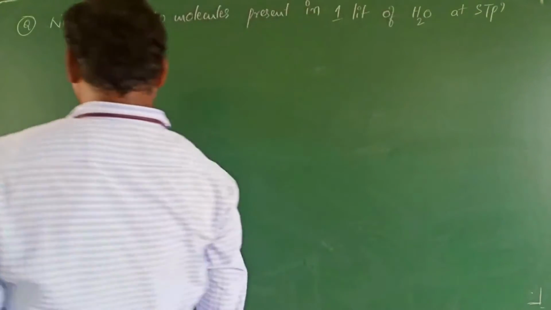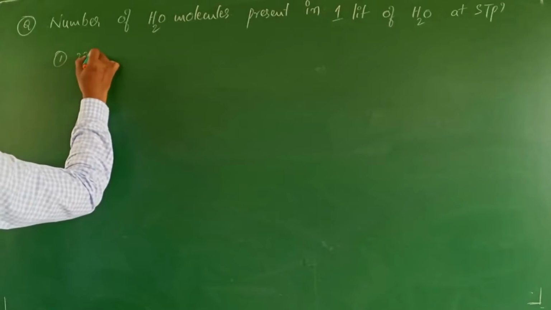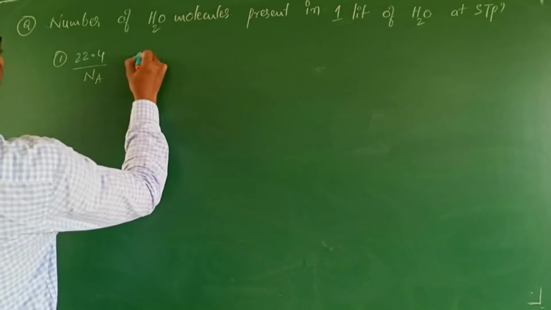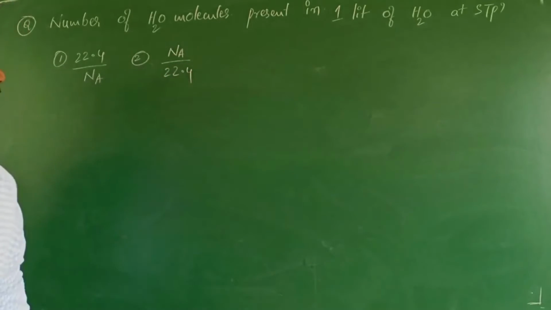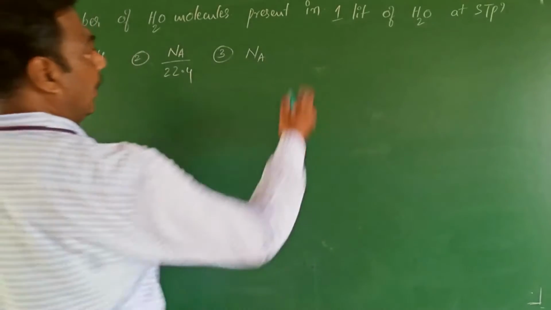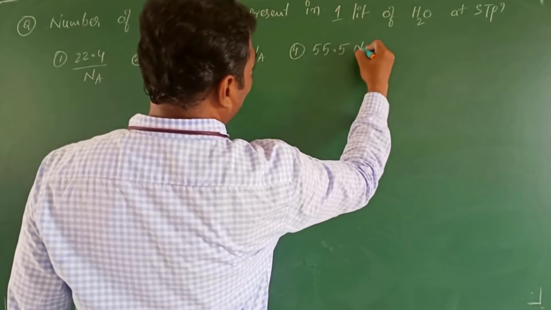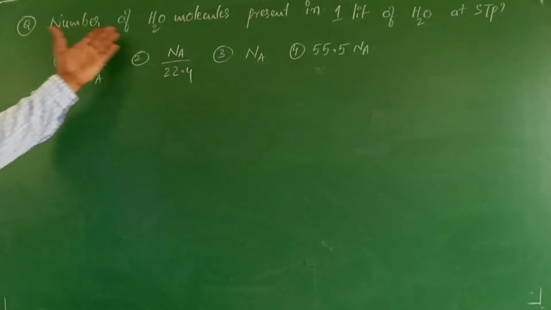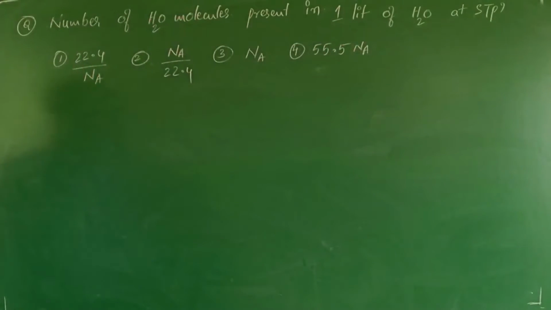Now, for this, the options given are: the first option is 22.4 by Avogadro number, the second one is Avogadro number by 22.4, the third option is Avogadro number, and the fourth option is 55.5 into Avogadro number. Okay, students? Number of water molecules present in 1 liter of water at STP.